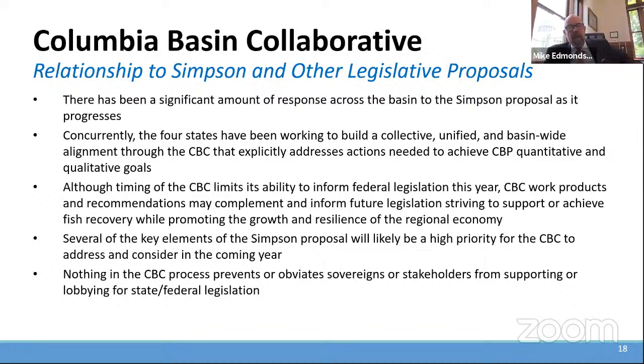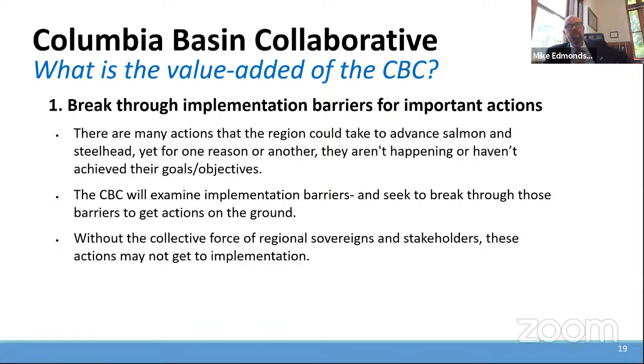Next, I have 4 slides to discuss the value added of the Columbia Basin Collaborative. Once again, these are well thought out statements. There's 4 of them. First of all, is to break through the implementation barriers for important actions. Now, I just want you to consider that and look at the bullets. And I'm not gonna fluff these up. It took a lot to organize our thoughts, to share them with you, to tell you why we think the collaborative is value added, meaningful. Let's move to the next slide.